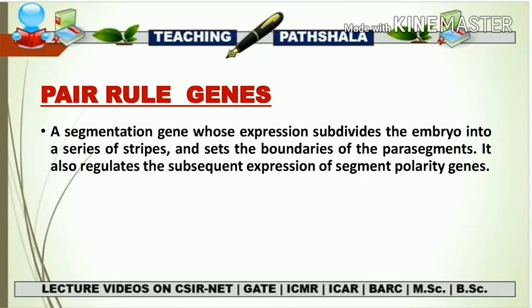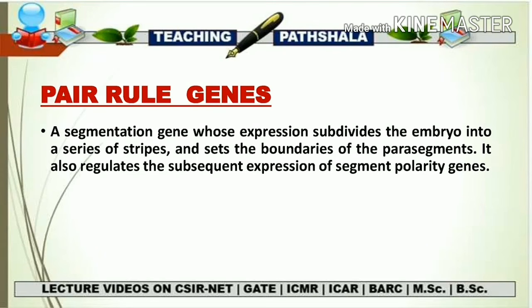One more important thing is that the actual segmentation of a Drosophila embryo begins with the help of the pair rule genes. Gap genes set a boundary for the segmentation, but the actual segmentation begins with the help of the pair rule genes. It has been mentioned here that a segmentation gene whose expression subdivides the embryo into a series of stripes and sets the boundaries of the parasegments.